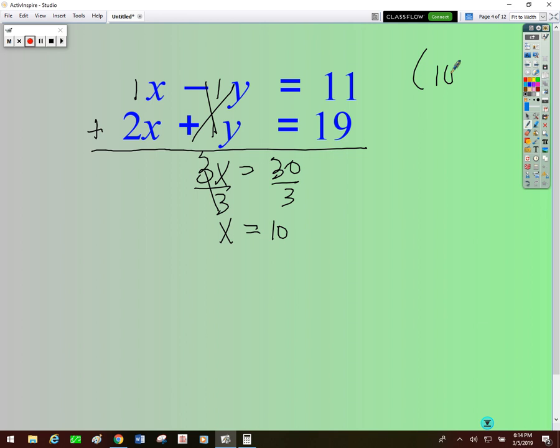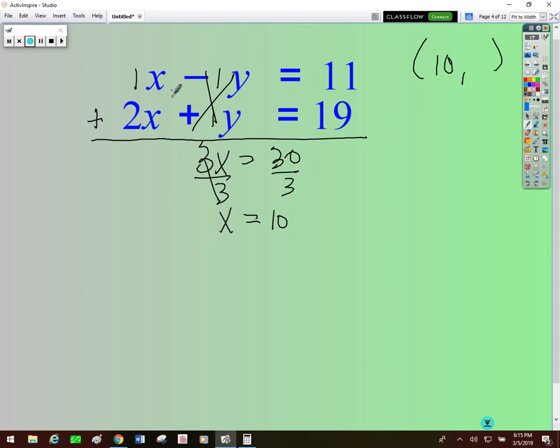So my solution is 10 something. Okay, so we just need to find out what the y value is. Well, again, it doesn't matter. You choose either one you want to choose. We're going to get the same answer. I'm just going to go ahead and stick with the bottom one.